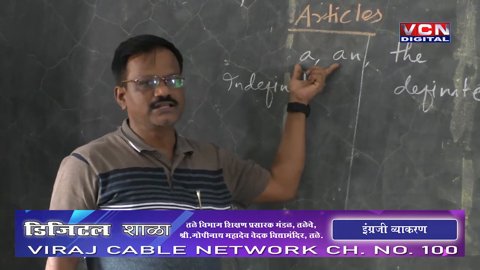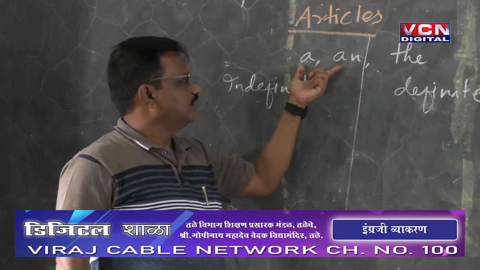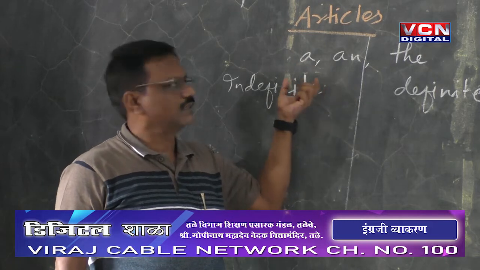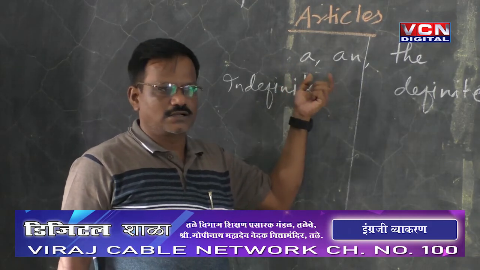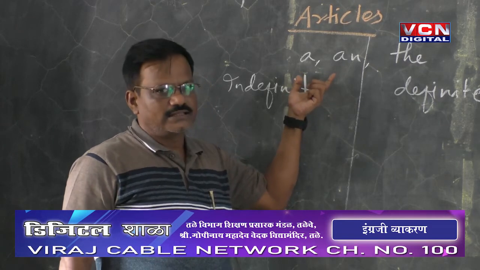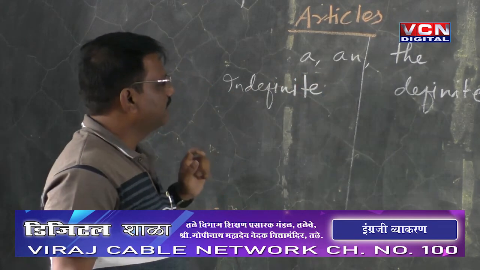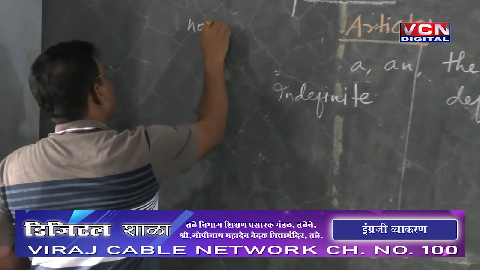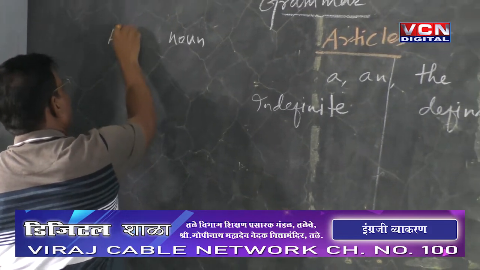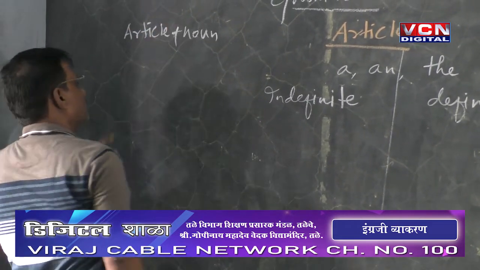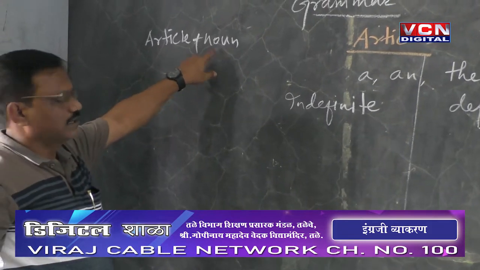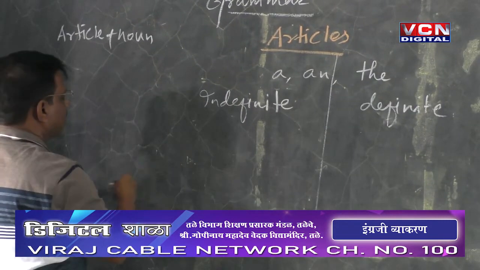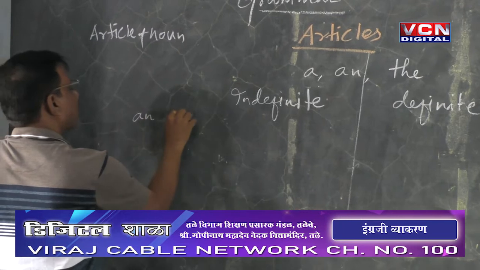Indefinite articles mean that when these articles are used, the number of the noun, or of anything, is not defined. It cannot be defined, and that's why they are called indefinite articles. An article is always used before a noun. Article plus noun, this is the functioning in a sentence. Let's see some examples of indefinite articles. For example, an apple.